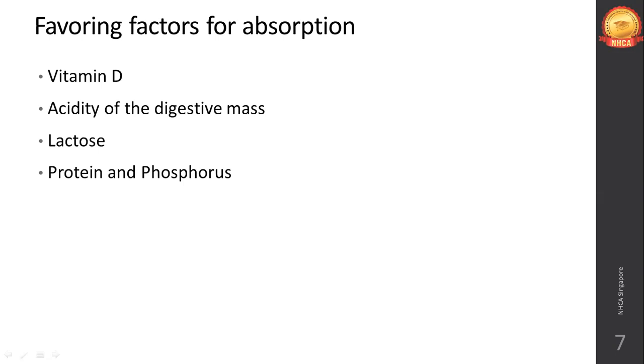Also, the presence of phosphorus. There is an inverse relationship between dietary phosphorus intake and calcium. Which means if the phosphorus intake is high, calcium absorption falls down. If the calcium intake is high, phosphorus absorption falls down. That is the inverse relationship.